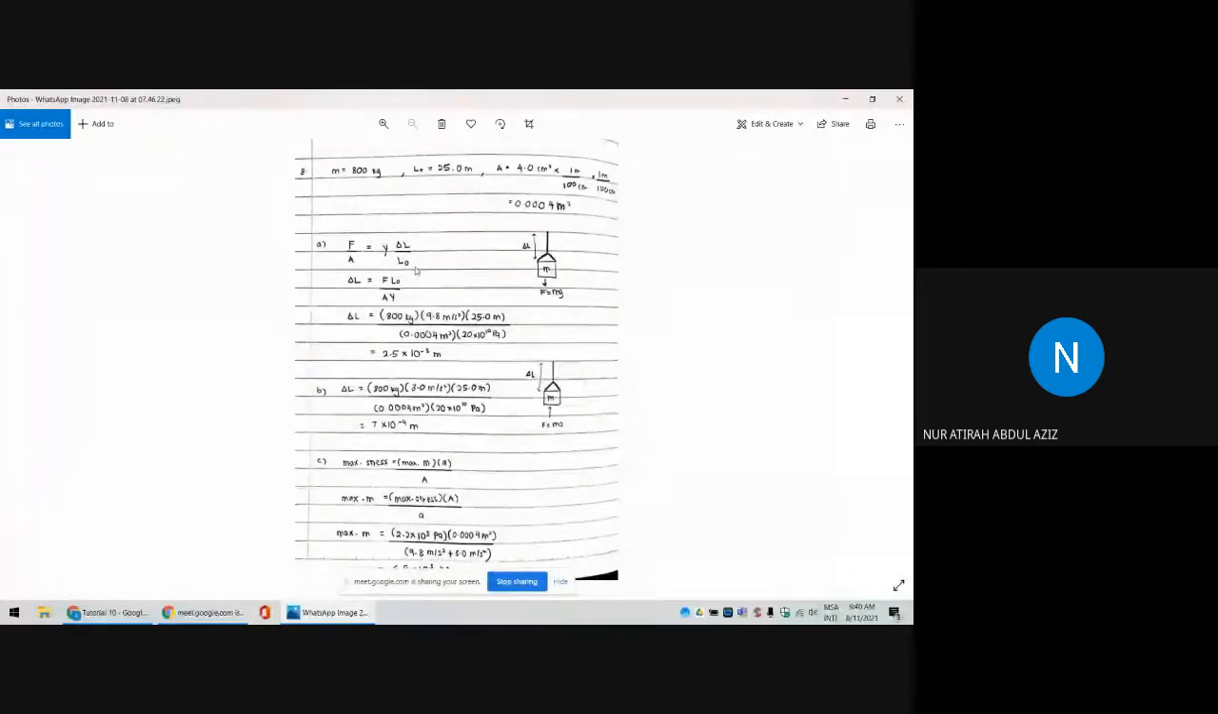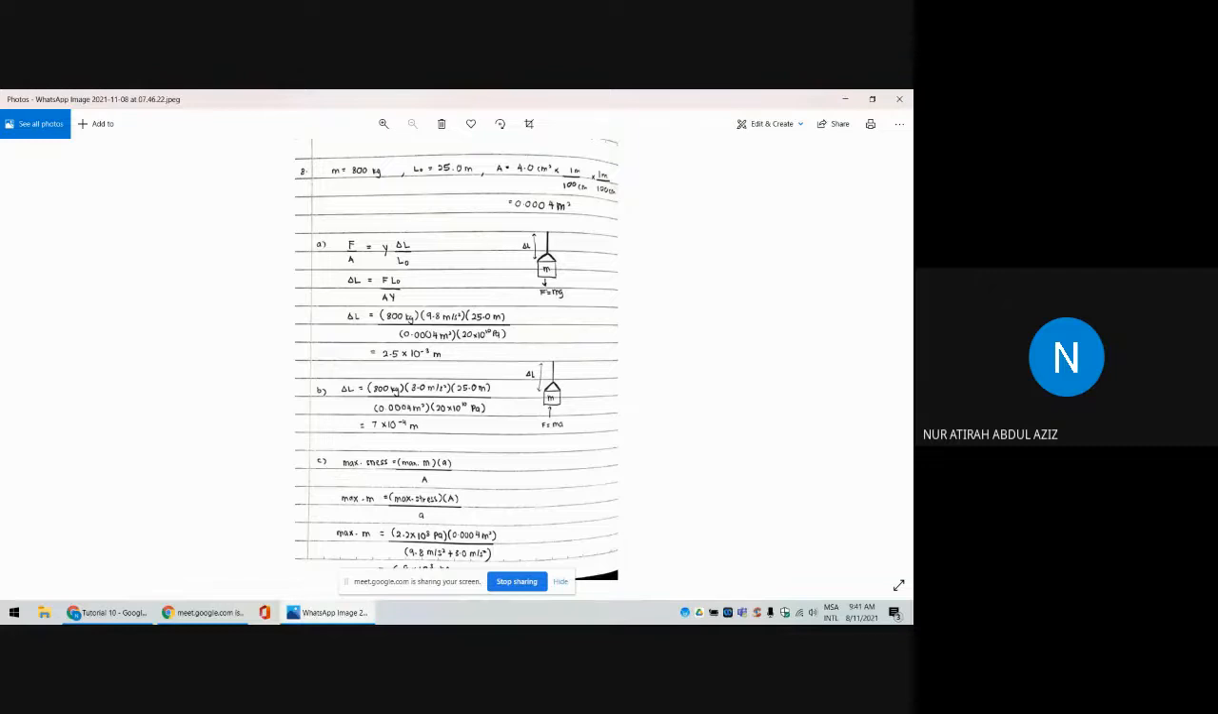Secara elongation saya guna formula stress, force over area equals to Young's modulus times change in length over initial length. Lepas tu kan dia angkat objek ni ada mass, jadi force dia akan ke bawah, which is mg. Dan saya bawa masuk mass, gravitational acceleration, initial length, area dengan Young's modulus untuk steel adalah 20 times 10 to the power of 10 Pascal. Saya dapat jawapan 2.5 times 10 to the power minus 3 meter.